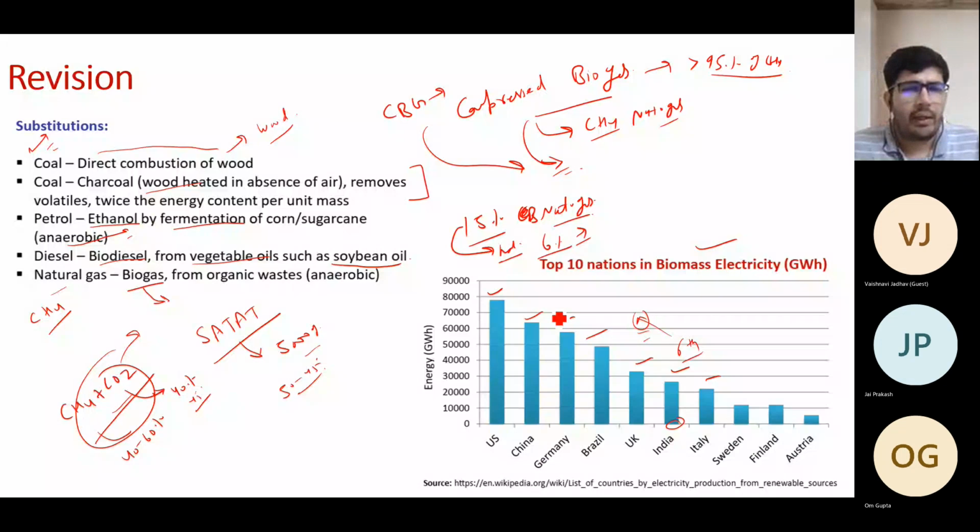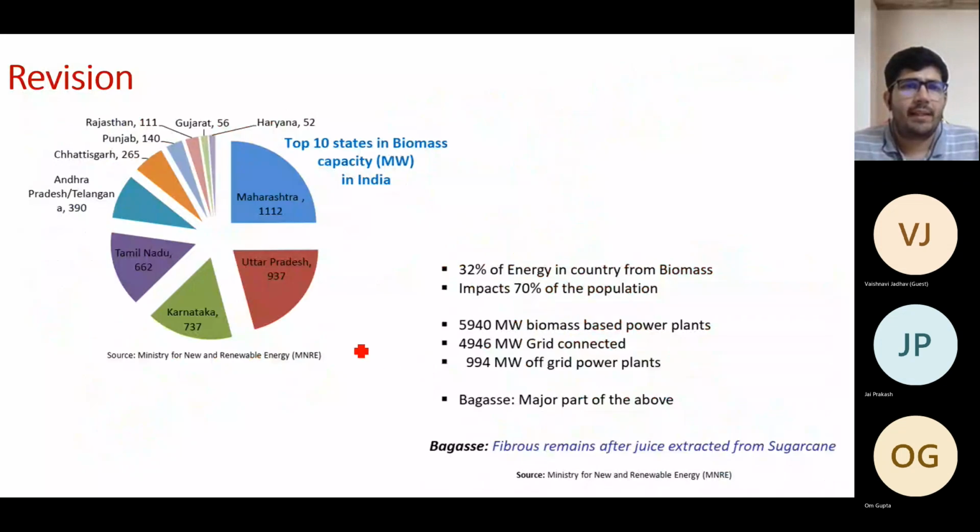So as per the MNRE data, these are the top 10 states in biomass capacity. Maharashtra, 1112 megawatt of biomass electric capacity. UP 937 megawatt, Karnataka 737, Tamil Nadu, Andhra Pradesh, Telangana, Chhattisgarh, Punjab, Rajasthan, Gujarat, and so on. So this pie chart is showing the top 10 states in biomass capacity.